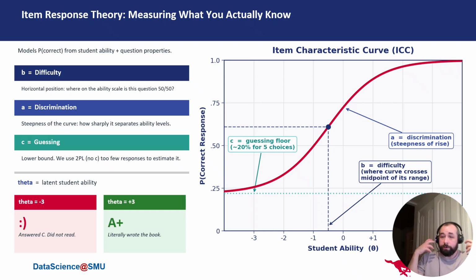And then also for multiple choice questions, there's the concept of guessing, where sometimes you just picked C, didn't actually know the right answer, but you got it right anyways. The other thing is the ability scores are measured from -3 to +3, where -3 is you just have no idea what's going on at all, all the way up to +3, where you literally wrote the book on this concept and would get everything right.